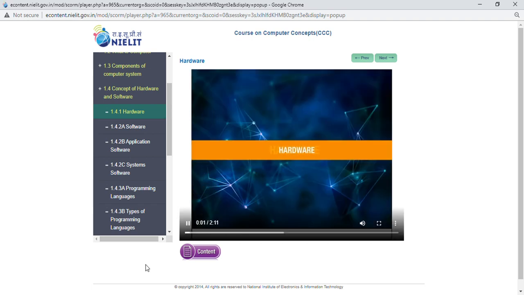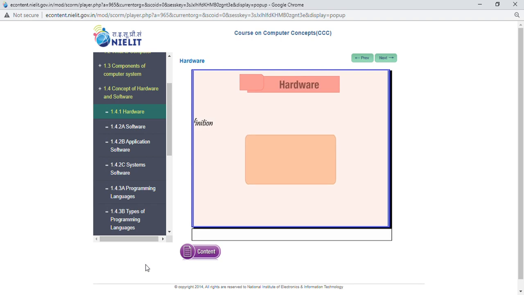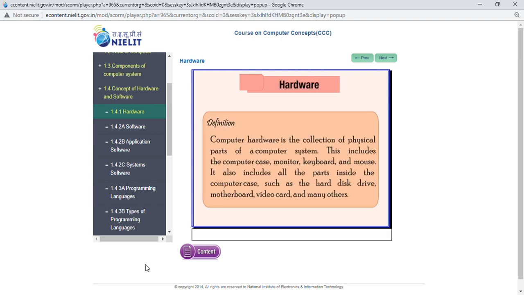Hardware. Definition. Computer hardware is the collection of physical parts of a computer system. This includes the computer case, monitor, keyboard, and mouse.